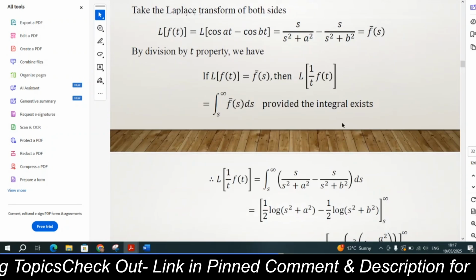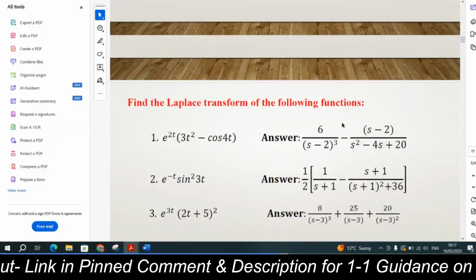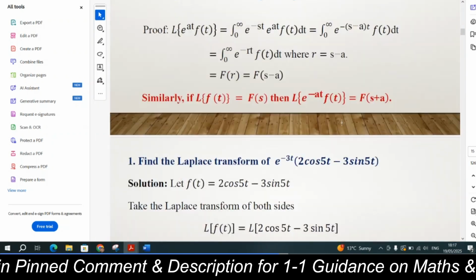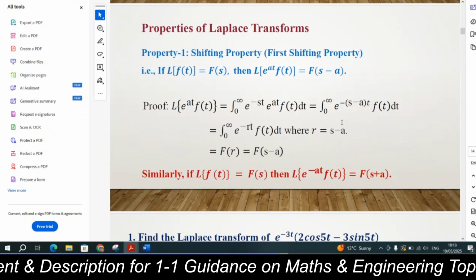Yes, sir. It is the same thing that you had as the first shifting property. Do you remember which page it was? The first shifting property? I think after slide 13, maybe slide 14. Oh, so early, is it?